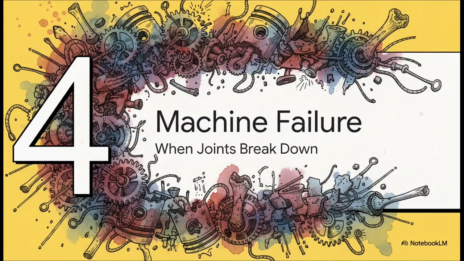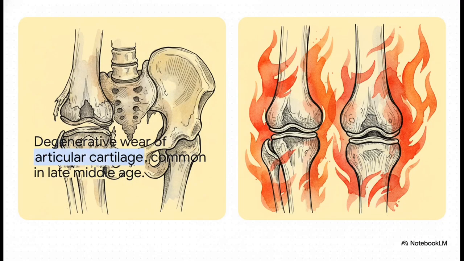And that brings us to section 4, when the machine breaks. This is kind of the climax of our story. What actually happens when this intricate biological machinery wears out, or even worse, suffers a systemic attack? You know, people confuse different types of arthritis all the time, but the distinction here is absolutely crucial.